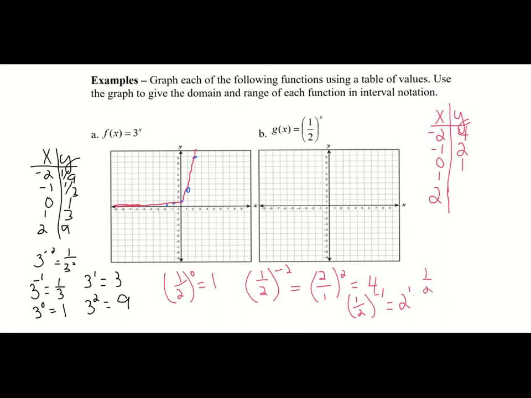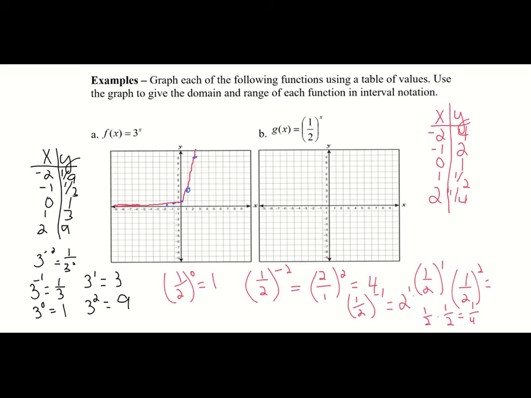1/2 to the 1st power is going to equal 1/2. And then 1/2 to the 2nd power is the same as having 1/2 times 1/2, or it equals 1/4.